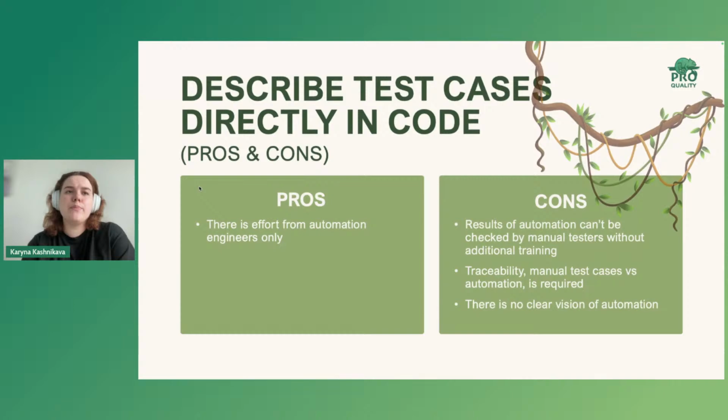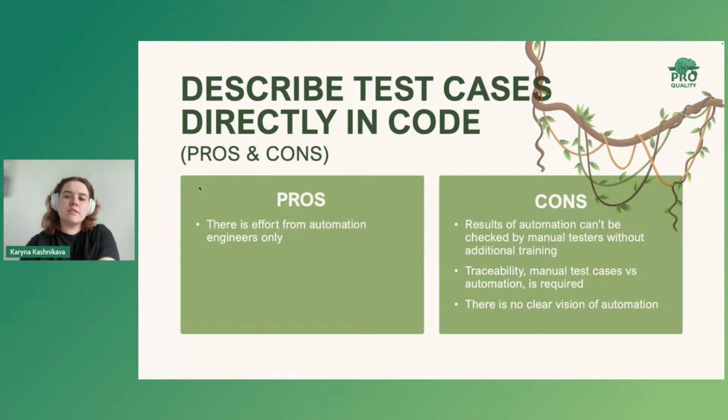What about pluses and minuses? So the plus for this approach is that it requires work only from the automation team. It means they don't require additional work such as creating test documentation. Minuses of this approach: results of the automation cannot be checked by manual testers without additional training. Also, there is no possibility to create traceability between manual cases and automation cases, and there is no clear vision of the automated scope.